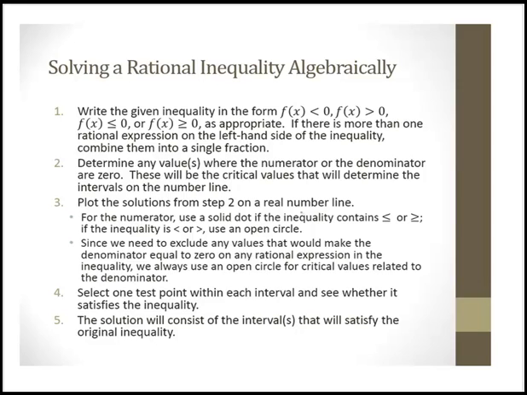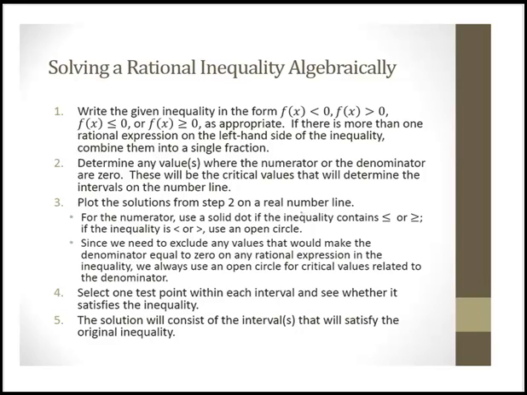So now, solving a rational inequality algebraically. First thing we do, like we did with the polynomials, is we write the given inequality so that we're comparing it to 0 as appropriate. Now, if we have more than one rational expression on the left-hand side of the inequality, we combine them to a single fraction. We then determine any values where the numerator or the denominator are 0. These will be critical values that will determine intervals on the number line. So those correspond to the x-intercepts and the vertical asymptotes of the graph.